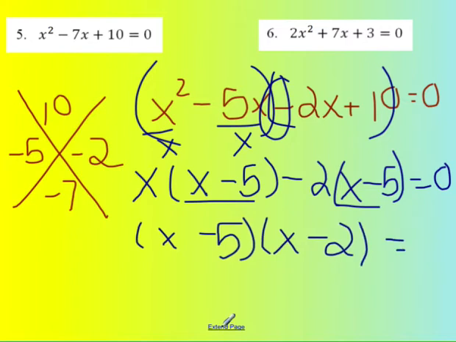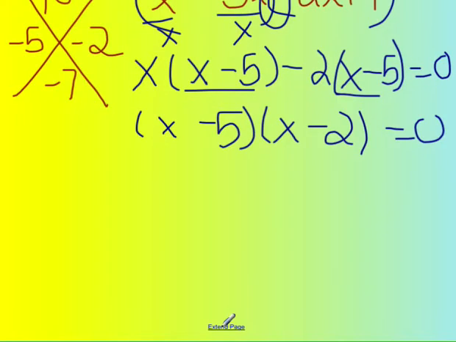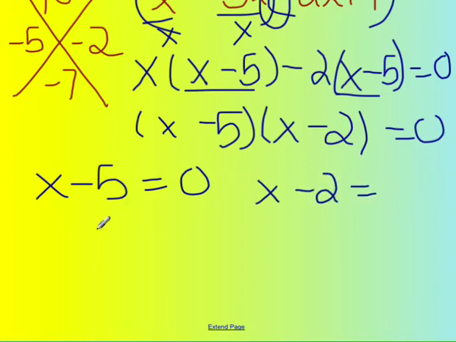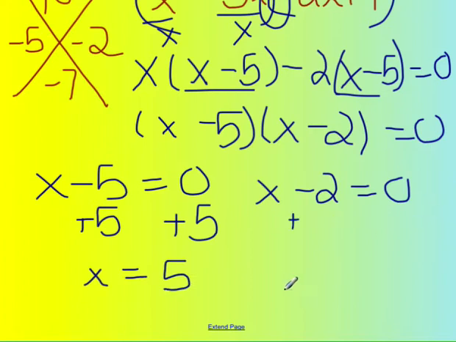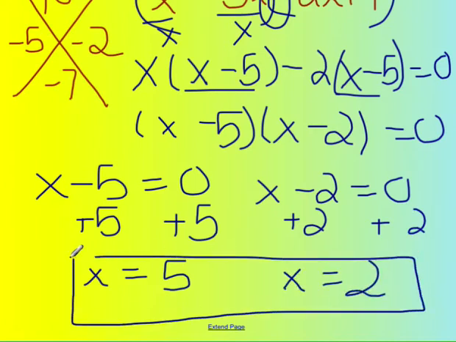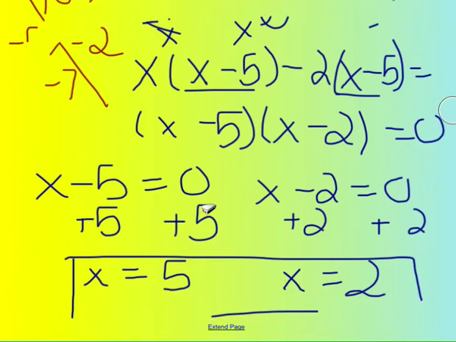Now, this is set equal to 0, so once I have it factored, I can go ahead and use that 0 product property. So I'm going to take x minus 5 and set it equal to 0, and x minus 2 and set it equal to 0. So to solve for x here, I'm going to add 5 to both sides, and then I get that x is equal to 5. Here, I'm going to go ahead and add 2 to both sides, and that's going to give me x is equal to 2. So for our final answer for number 5, we have x is equal to 5 and x is equal to 2. Alright, so now we're ready to take a look at number 6.